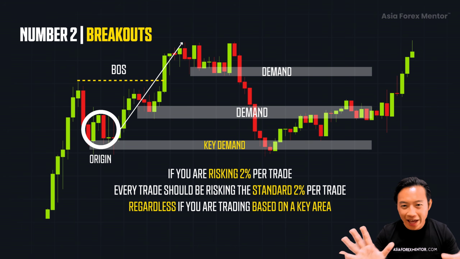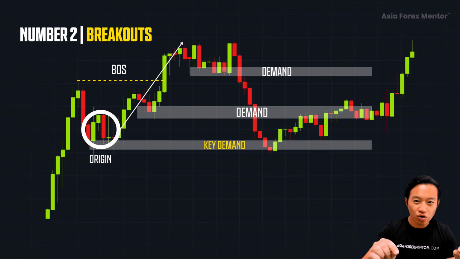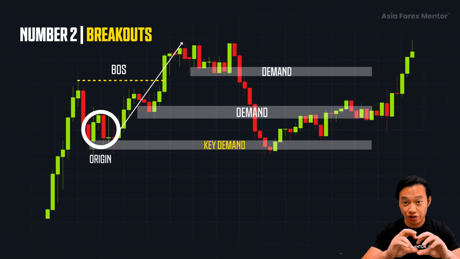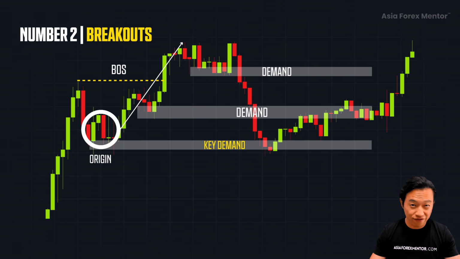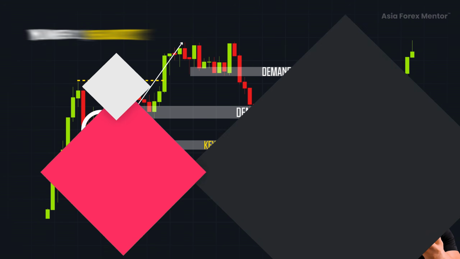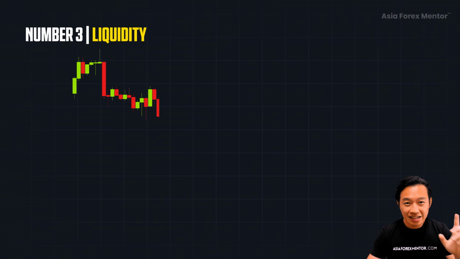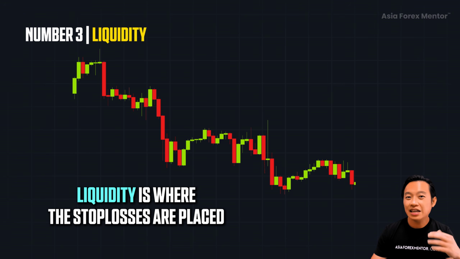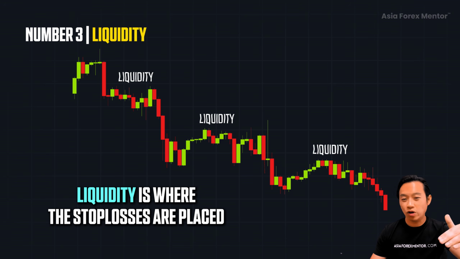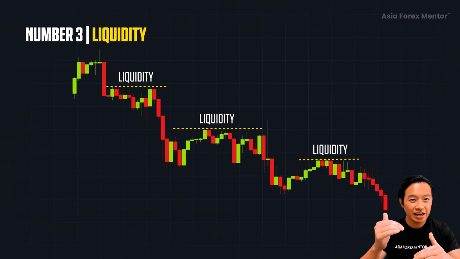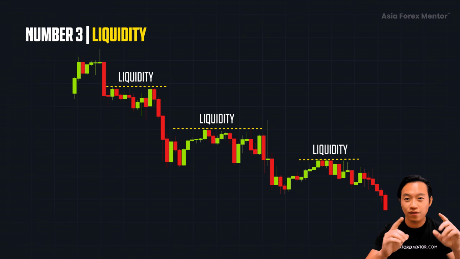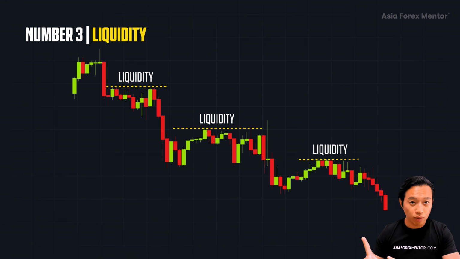Before we go any further, this next rule is what separates the real setups from the fake setups. Number 3, liquidity. Liquidity is where the stop losses are placed in the market. Combining the concept of liquidity with order blocks helps us understand the market movements better, and this allows us to make better decisions.